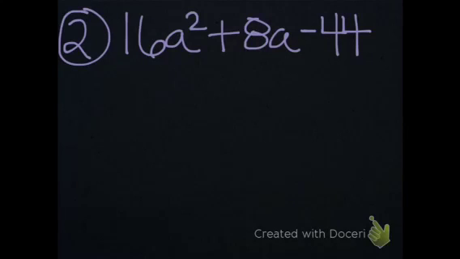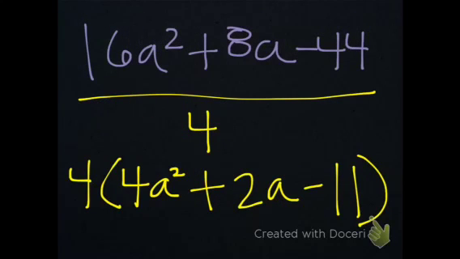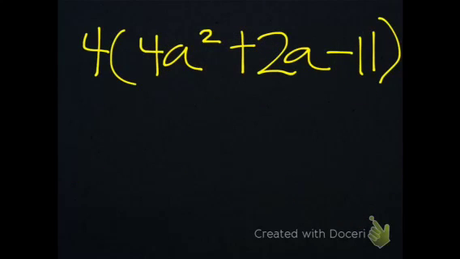Now we want to find the GCF of 16a squared plus 8a subtract 44. Remember to bring down the sign of the b term, which is 8a. We see that this equation has a common factor of 4. Therefore, we need to divide the whole term by 4. Once we have divided our term by 4, we see that our final answer for the greatest common factor is 4 times 4a squared plus 2a subtract 11. Remember, the last step for this term is to make sure that we get the answer that we started with.